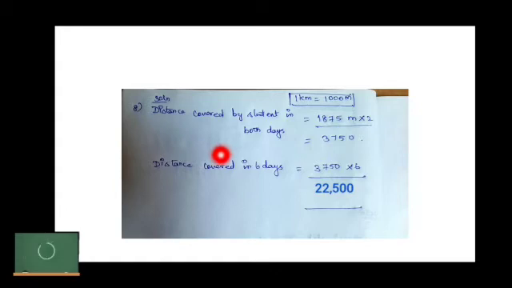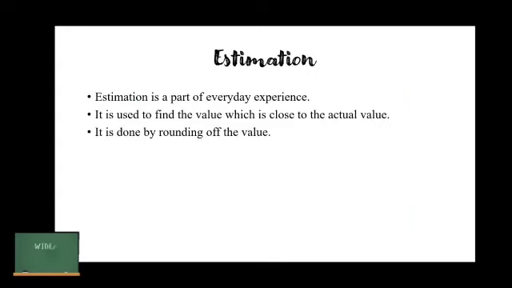Now let's move on to the next topic, estimation and round off value. What do you mean by estimation? In everyday life, we used to do a rough calculation. That rough calculation is called estimation. Estimation is a part of everyday experience. It is used to find a value close enough to the exact value. This estimation is done by rounding off the value.